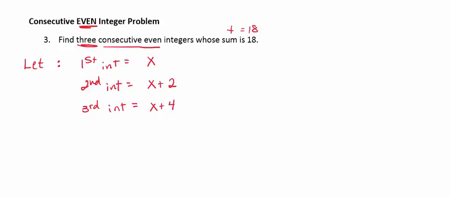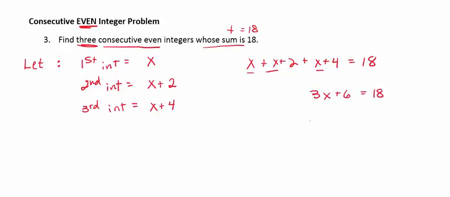Now it says if I add all of these, I should get 18. So x plus x plus 2 plus x plus 4 equals 18. So here we are, adding my like terms. 3x plus 6 equals 18. And let's subtract the 6. So 3x equals 12. And if I divide by 3, I would have x equals 4.